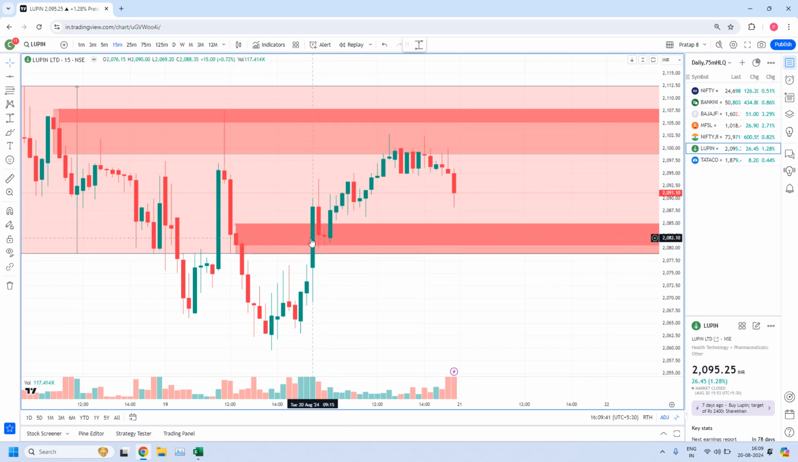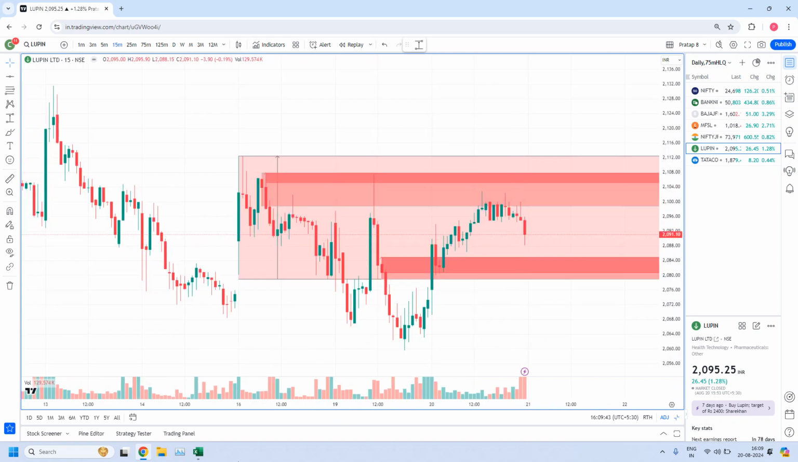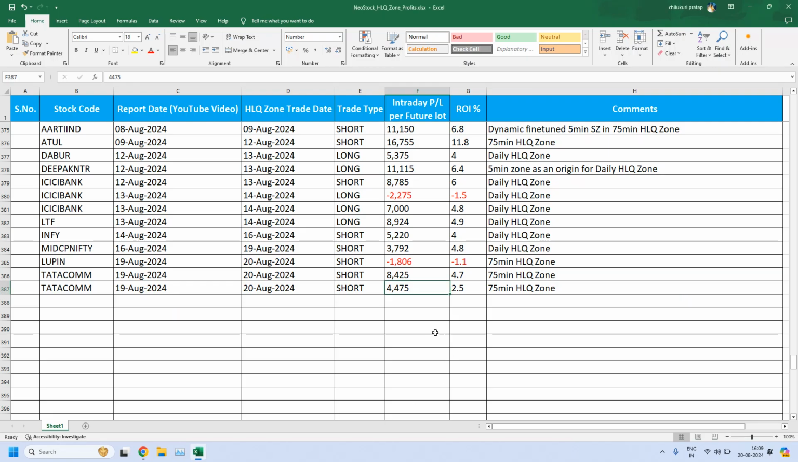So obviously your stop loss is hit. Okay, how much loss do we have? We have 1,806 rupees loss, which is a negative ROI of 1.1%, minus 1.1% ROI.